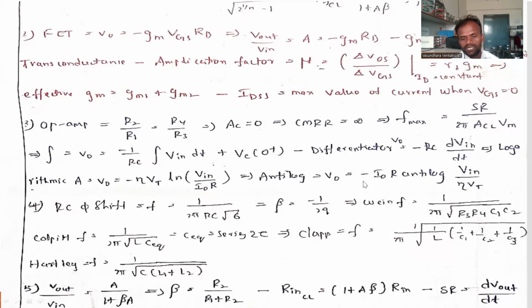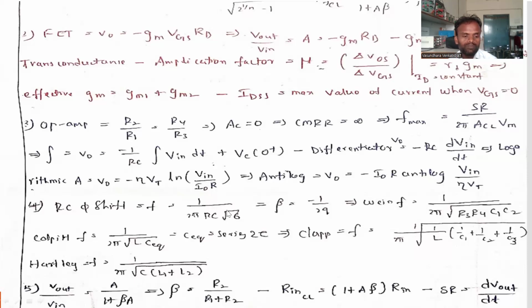Clapp oscillator: F equal to 1 by 2 pi root over L into, 1 by C1 plus 1 by C2 plus 1 by C3. Hartley oscillator: F equal to 1 by 2 pi root over C into L equivalent. L equivalent is nothing but the series inductances L1 plus L2.